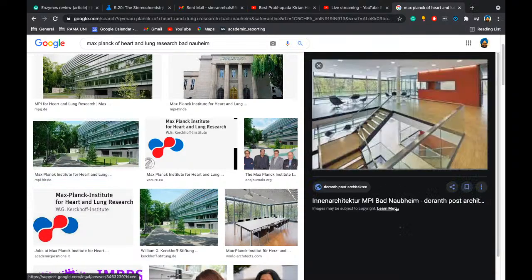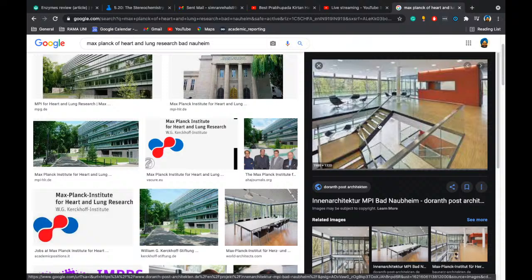And inside it used to be like this. You just go from these stairs we used to go. On the first floor was our working place. This is the third floor, where Professor Thomas Brown was the director of the group.